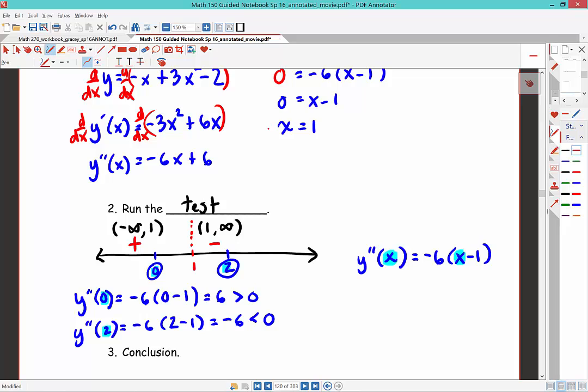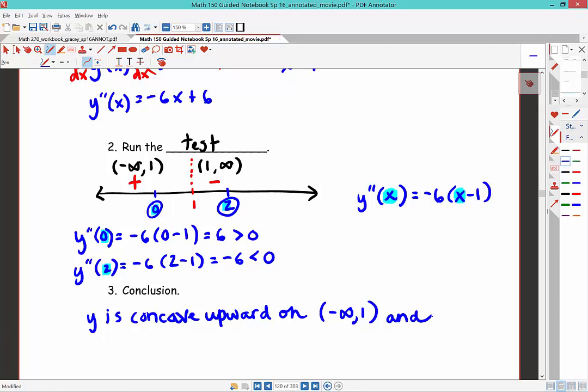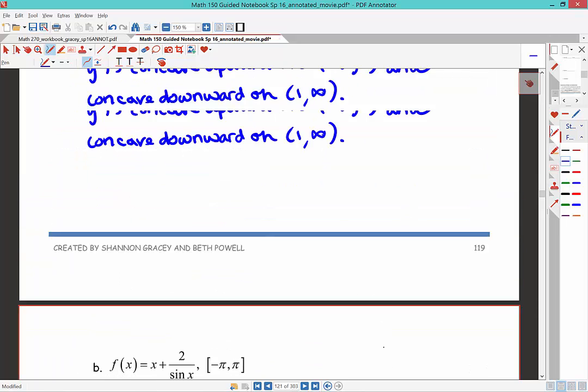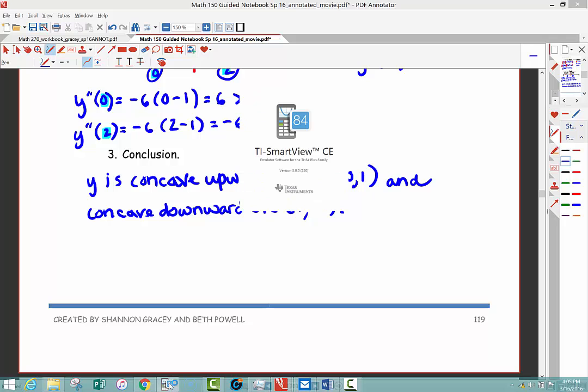So now, here we go. What's our conclusion? Well, y is concave upward on minus infinity to 1 because it had a positive interval for the second derivative, and concave downward on 1 to infinity. All right? Very cool. So let's take a look at a picture of this, because I want to lead into when we talk about the second derivative test.